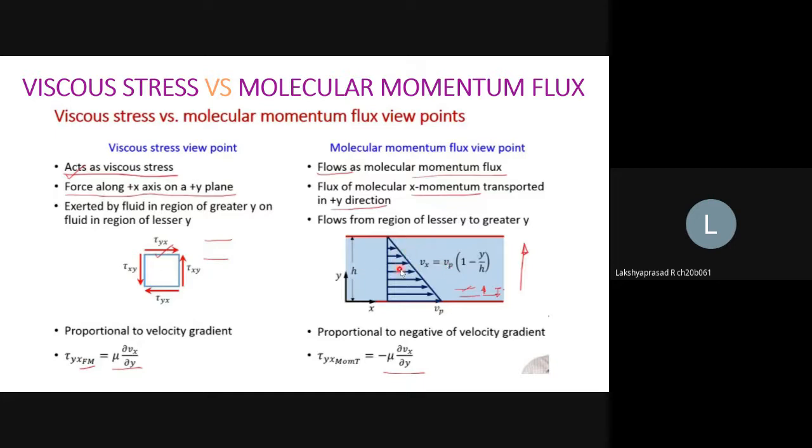And that is why we have molecular momentum flux. So flux of molecular x momentum transport in the positive y direction flows from a region of lesser y to greater y, obviously, and it is proportional to the negative of the velocity gradient. You can clearly see over here. The molecular momentum is transported along the direction of negative velocity gradient, and the equation is tau yx equal to minus mu into dou vx by dou y. So we have a negative sign over here, so that along the positive y direction we have positive momentum flux transported, and tau yx MOMT stands for momentum transport. So this is what we get.